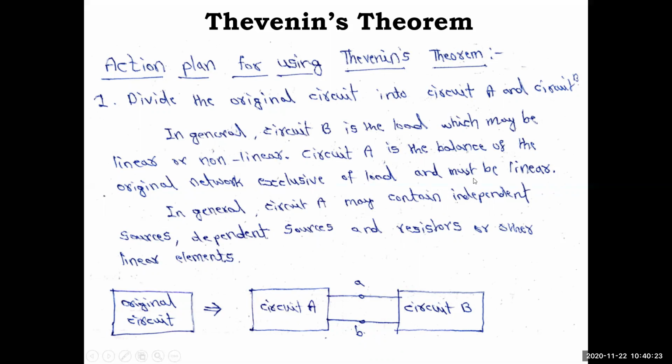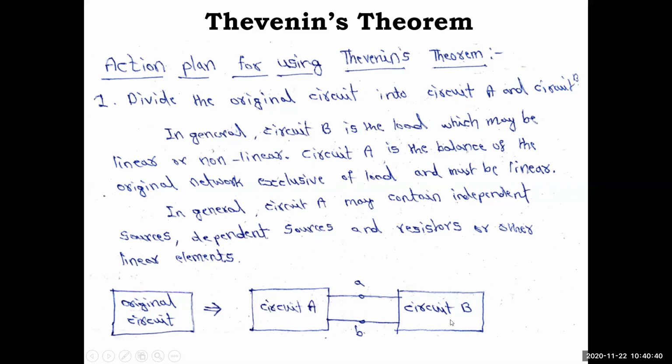It is exclusive of the load and must be linear. In general, circuit A may contain independent sources, dependent sources, and resistors or other linear elements. It may have inductors and capacitors also. So this is the original circuit, and it will be broken into circuit A and circuit B.